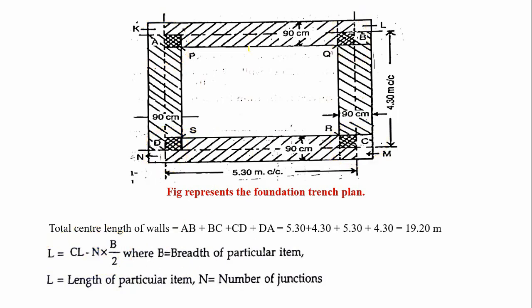For example, if you had one cross wall here, you would have got one junction here. Correct? So as the number of junctions here is 0, this whole term will become 0. So the length of the particular item will be equal to the center length.